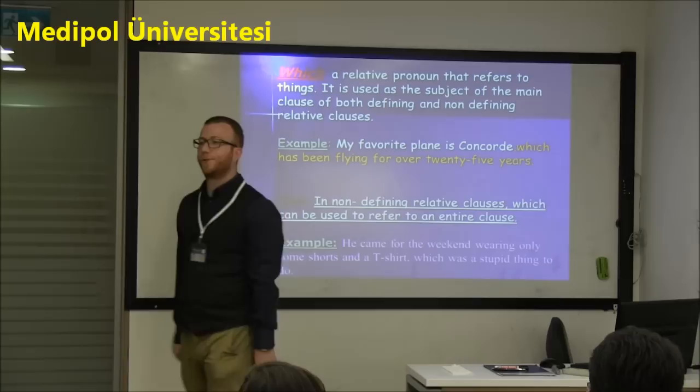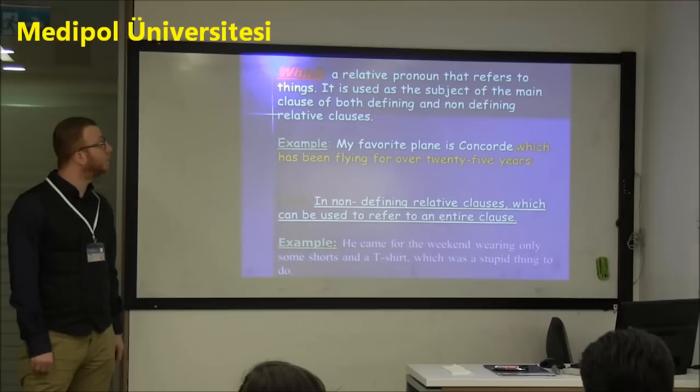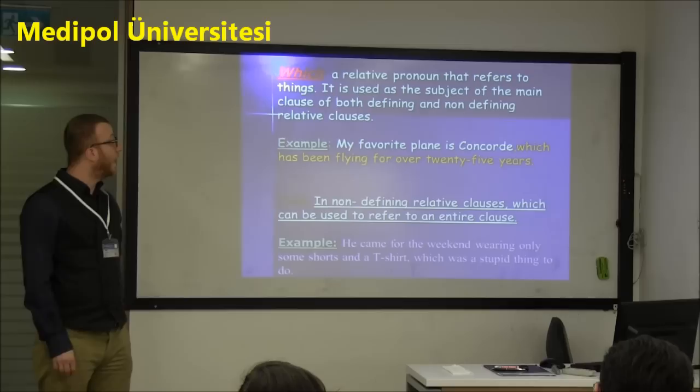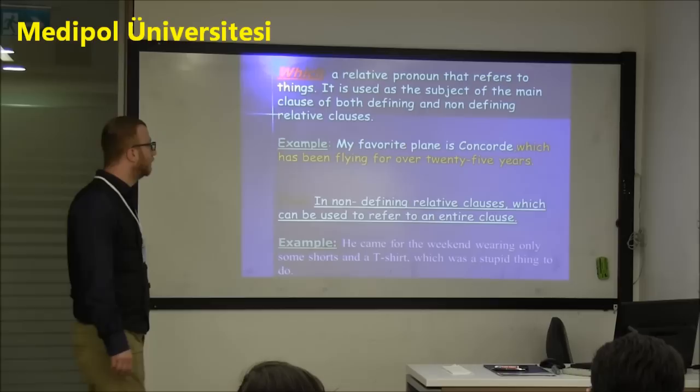And which is a relative pronoun that refers to things. It is used as the subject of the clause, in defining and non-defining relative clauses. My favorite plane is Concorde, which has been flying for over 25 years. So the plane is Concorde, it's a thing, not a person, right? We use which. This is the appropriate relative pronoun here.